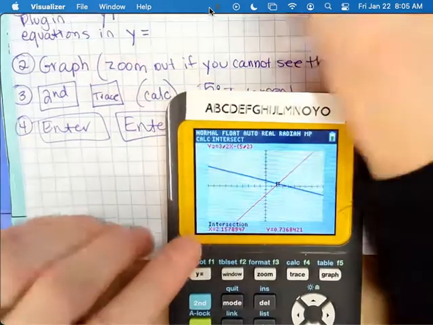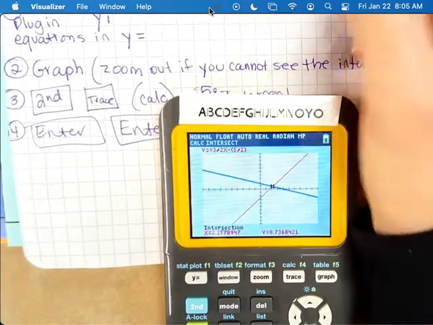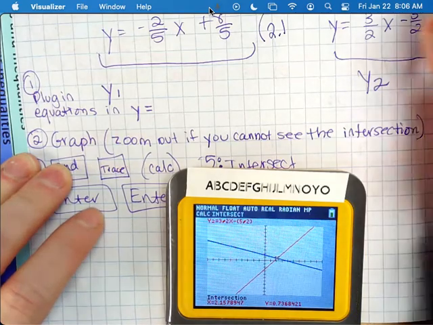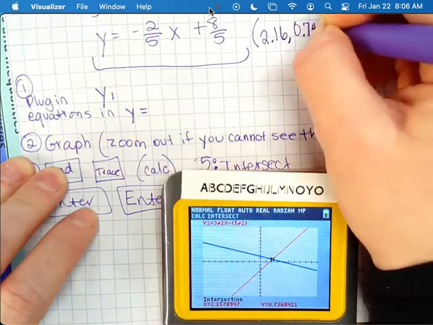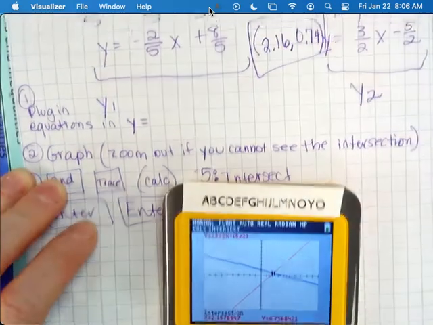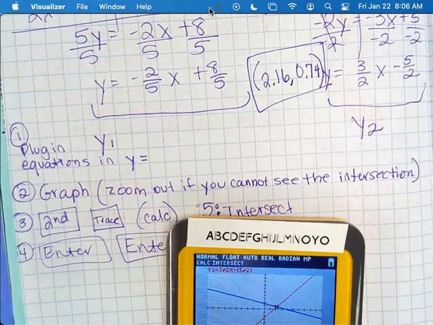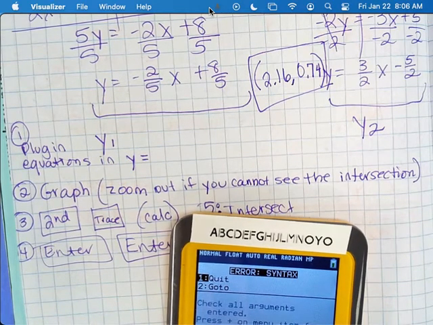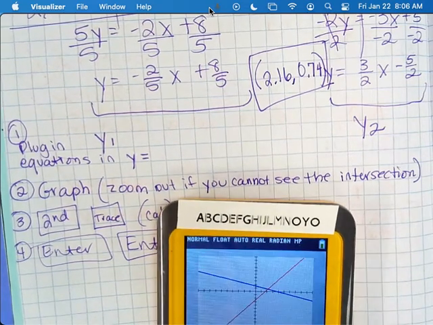So that would be your intersection. So on this one, it is 2.1. Let's go on to the hundredths place. So it'd be 2.16 and 0.74 is our point of intersection. Seems like an ugly answer, right? It's not a whole number. It just goes on and on. Surprised there's not a way to hit frac.